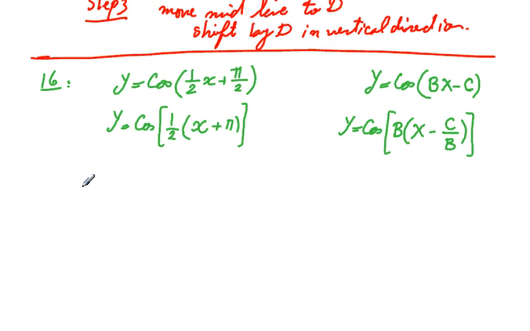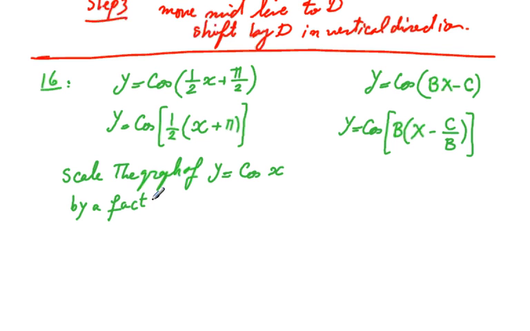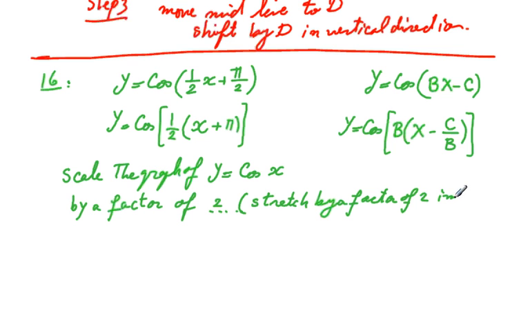One is scaling. So we say scale the graph of y equal to the grandfather graph, cosine of x, by a factor of what? How is it going to stretch or is it going to shrink in the horizontal direction? By a factor of 2. So in other words, to say it explicitly, stretch by a factor of 2 in the x direction.